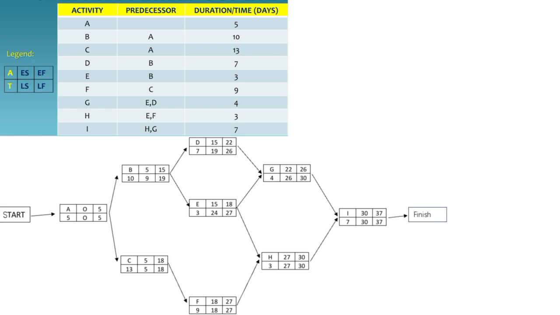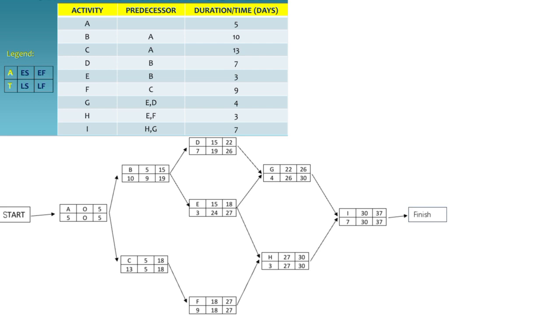Activity E. Activity E can begin as soon as activity B finishes. So its early start is also 15. The early finish for activity E is calculated by adding its duration to its early start, giving us EF equals ES plus duration, equal to 15 plus 3 equals 18.